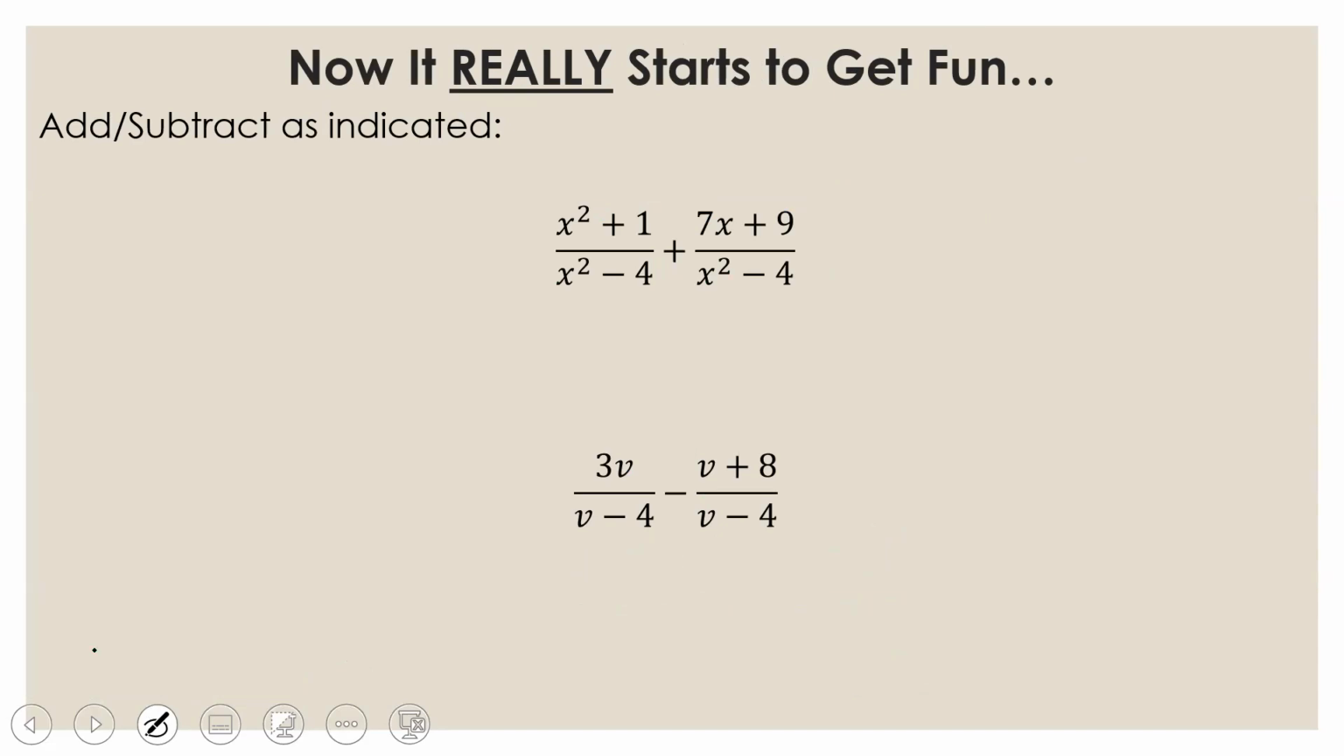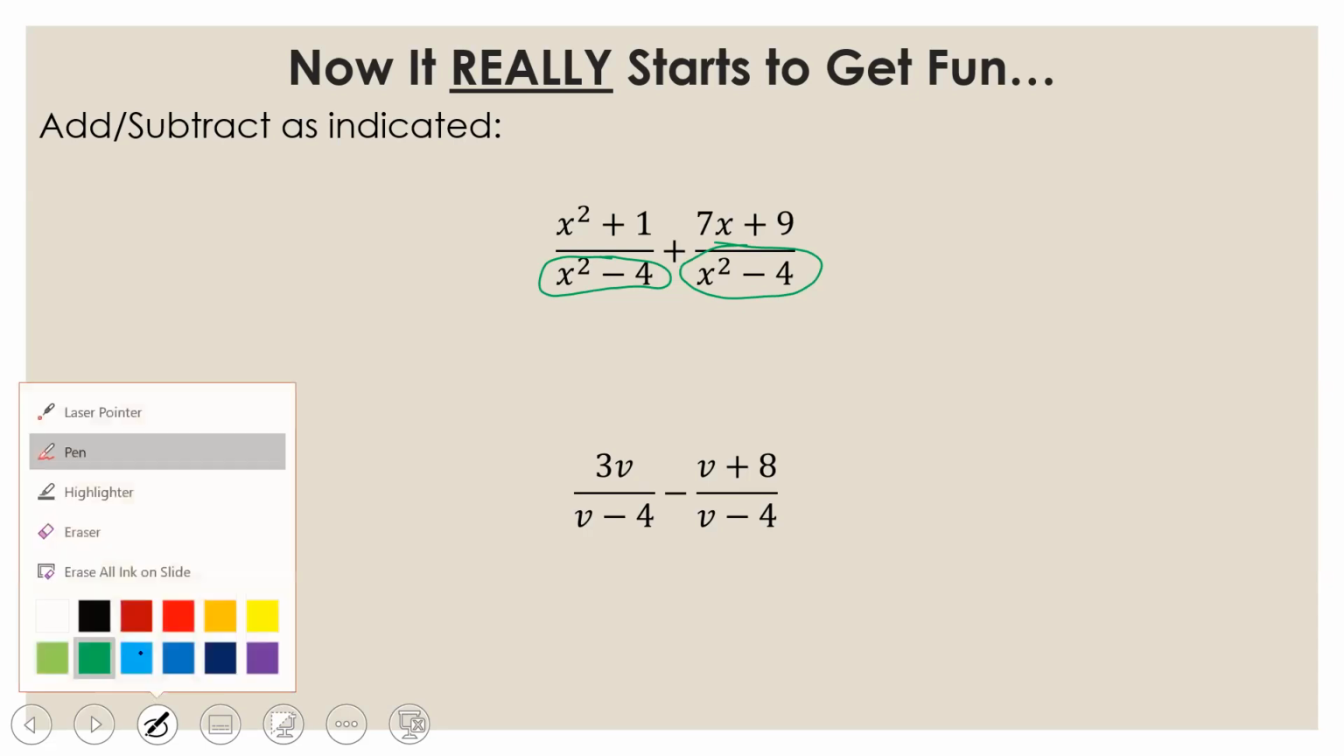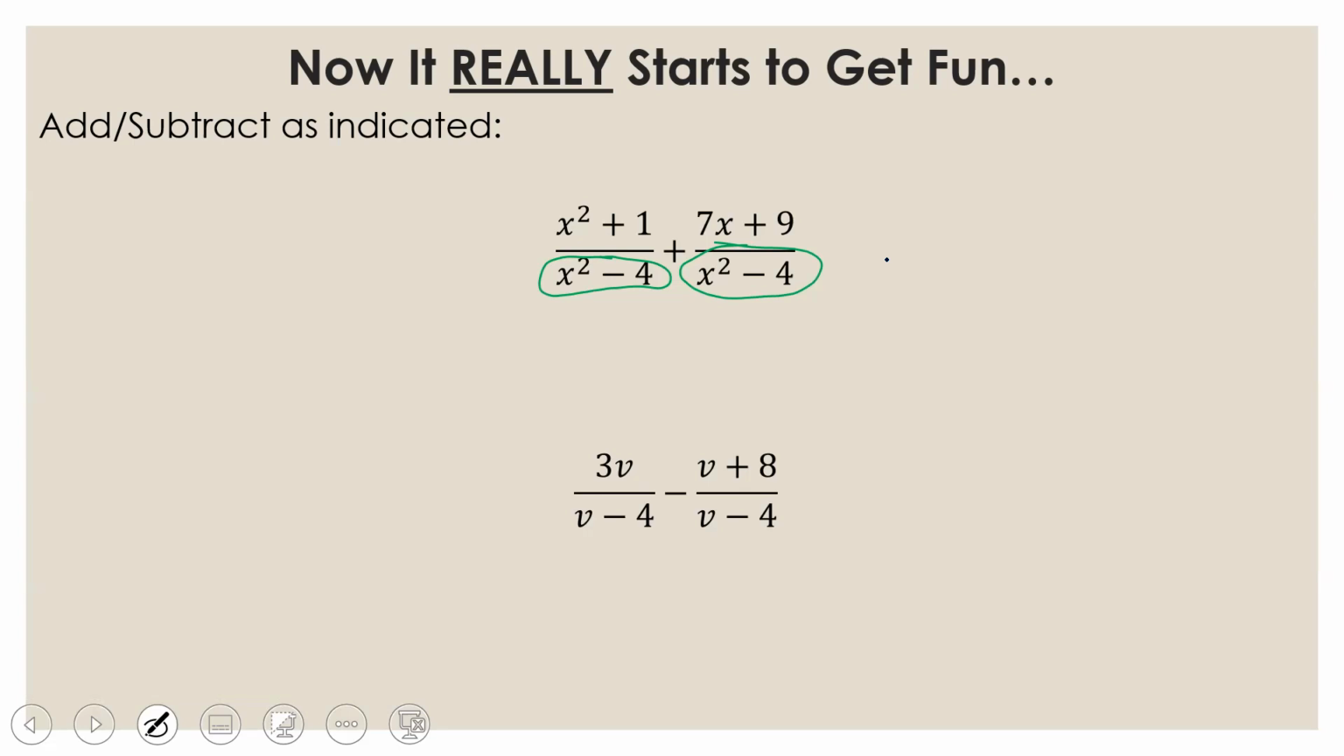In the first set on the top, notice if we look at the denominators, we actually have the same thing in the denominator in both expressions. So we can add by just adding the numerators, right? So we can do x squared plus 1 plus 7x plus 9, all over the common denominator, which stays the same.